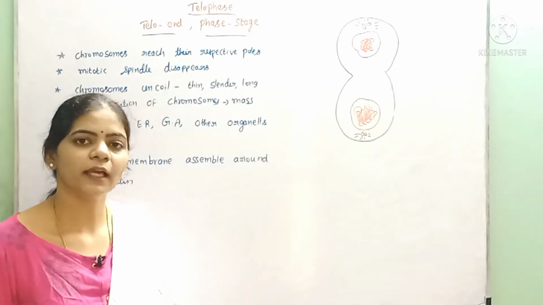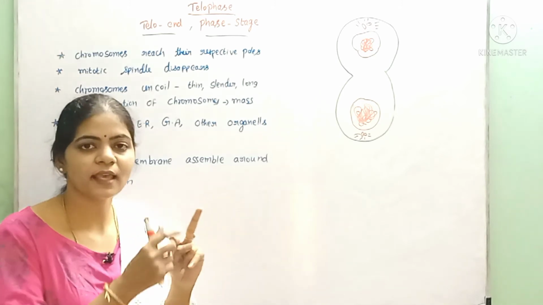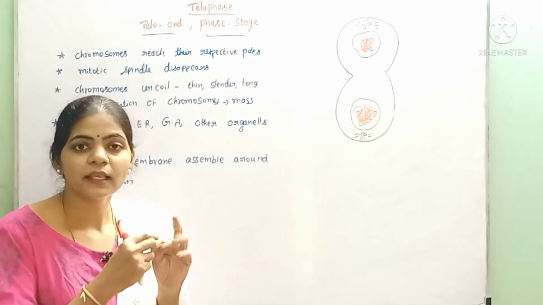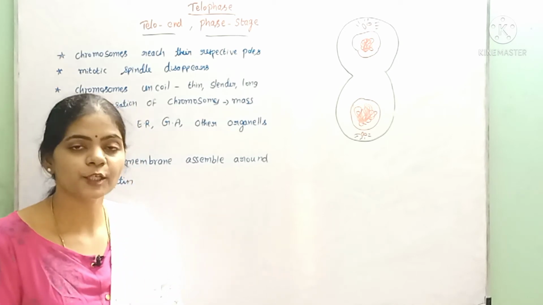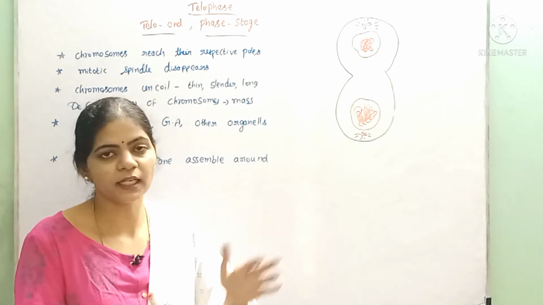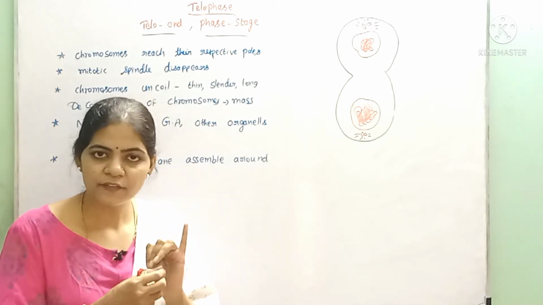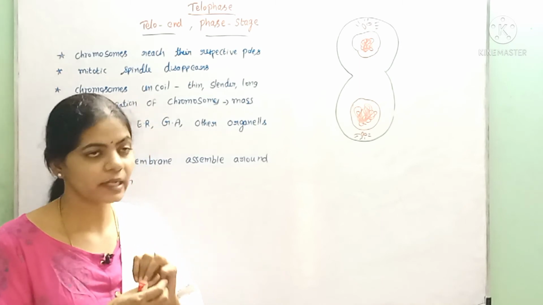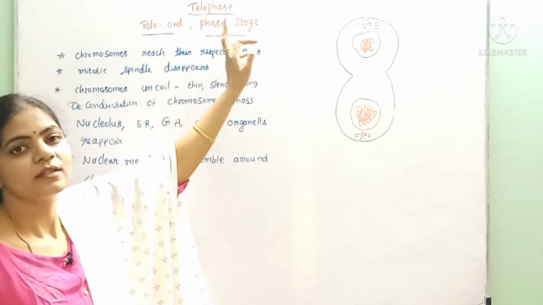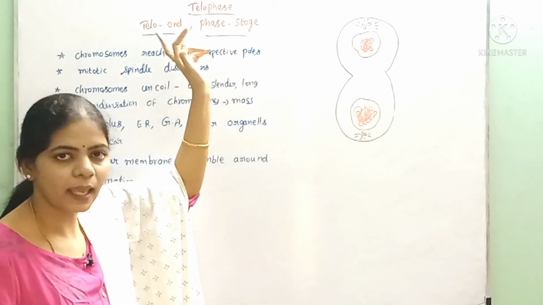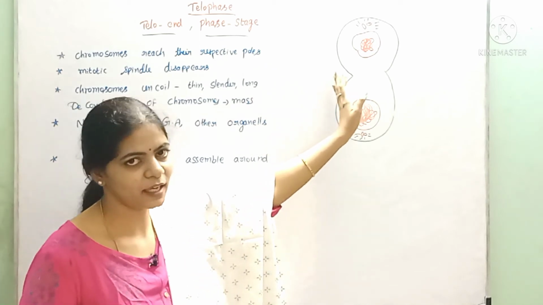The first phase in the karyokinesis is telophase. In mitosis, there are two phases: karyokinesis and cytokinesis. Karyokinesis means the nuclear material divides. Cytokinesis means the cytoplasmic material divides. In the karyokinesis, prophase, metaphase, anaphase and telophase are the four stages, right? What is the last phase of the karyokinesis? Telophase. Telo means end, phase means stage. This is the last stage in the karyokinesis.